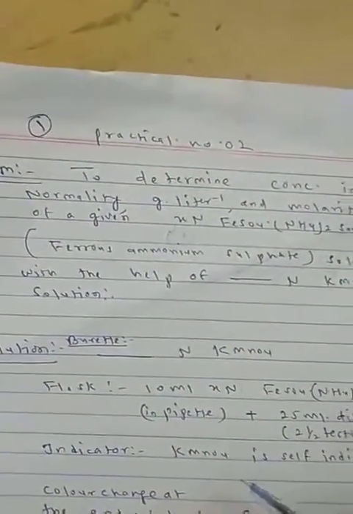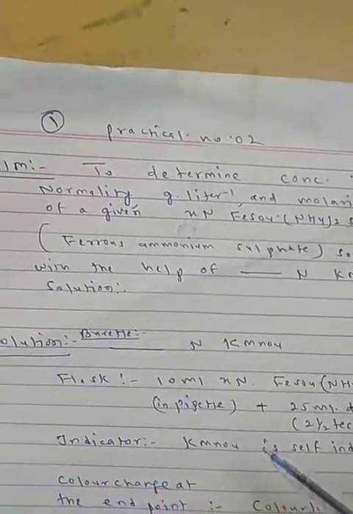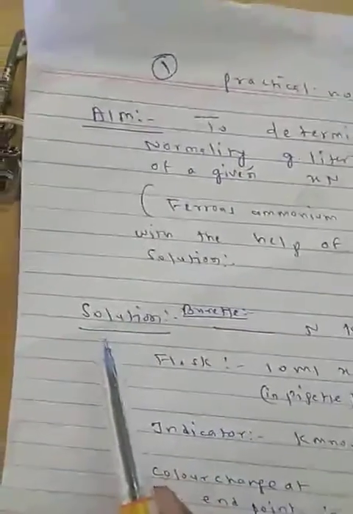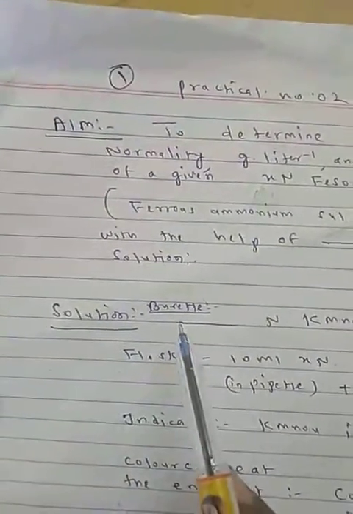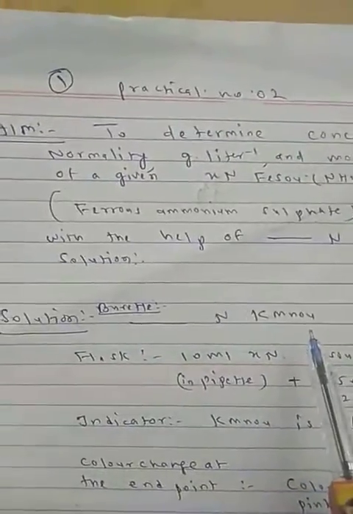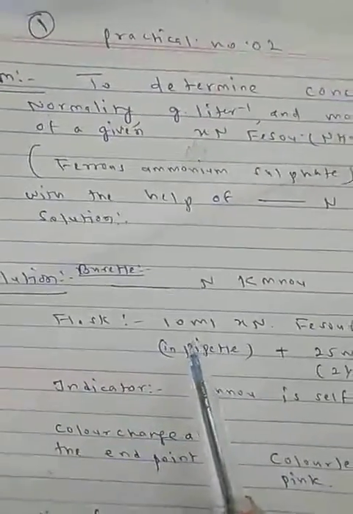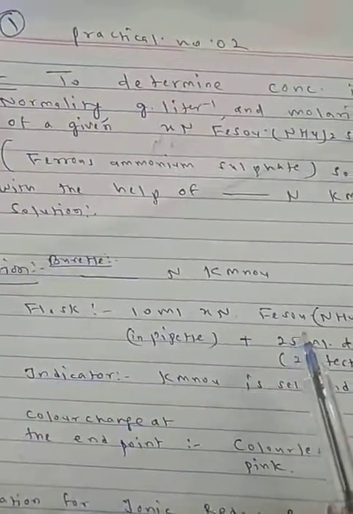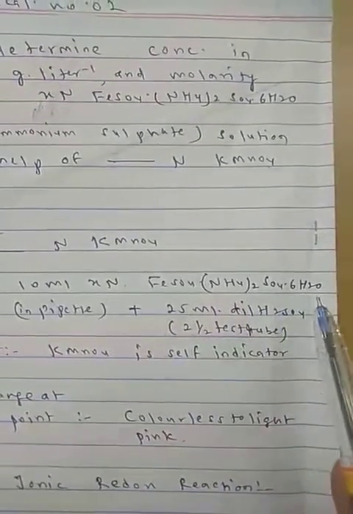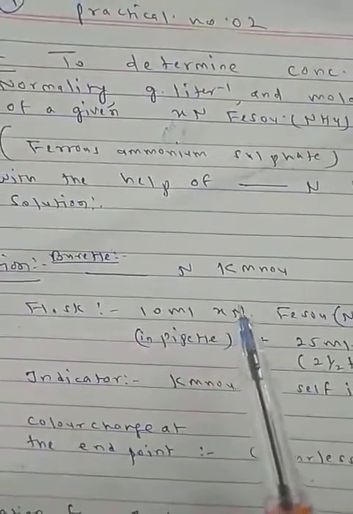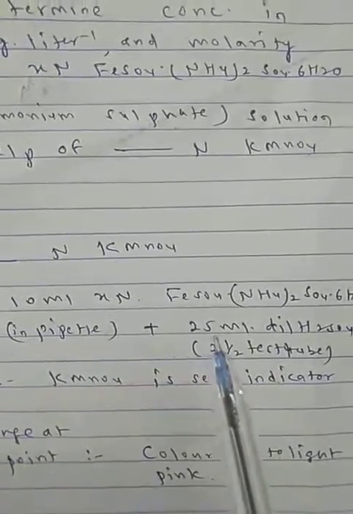Till now we are having this time. I am giving you written work, so you complete the manual and keep the place. Again, like experiment number 1, solution in burette: dash normal KMnO4, which is given in beaker B. In flask we are taking 10 ml of X normal FeSO4.(NH4)2SO4.6H2O solution, which is given in beaker A. 10 ml X normal, unknown normality, plus 2.5 test tube or 25 ml of dilute H2SO4.